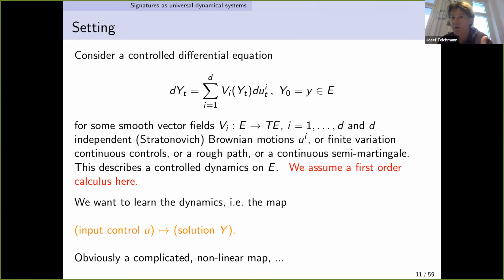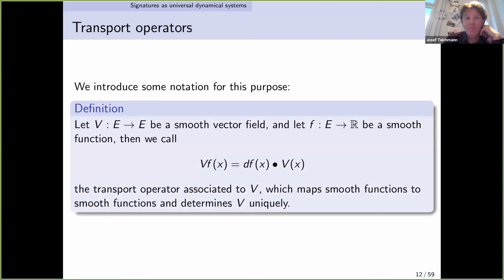We would like to learn such a map, and apparently one cannot apply standard machine learning tools here for learning, because we are really beyond continuity and in an infinite dimensional, non-locally compact, non-sigma compact setting where most of the theorems of universal approximation do actually not hold. Okay, how can we proceed here?